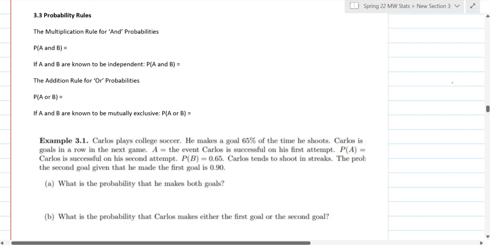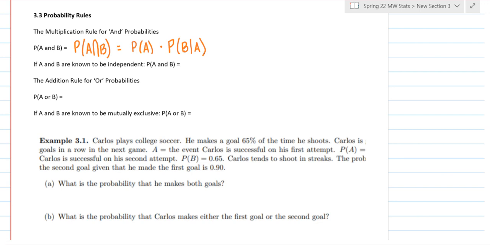We have the multiplication rule, and this is going to be for and probabilities. So you have P(A and B), which is sometimes written as P(A intersect B). The intersection of A and B is the probability of event A happening times the probability of event B happening given event A has already occurred.